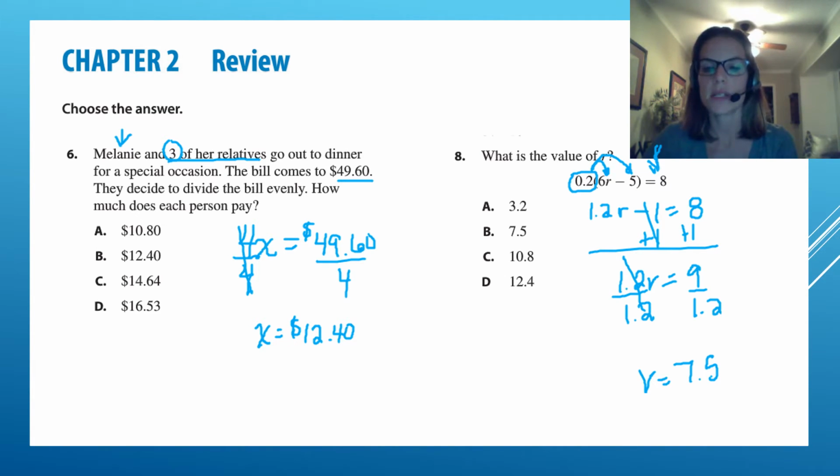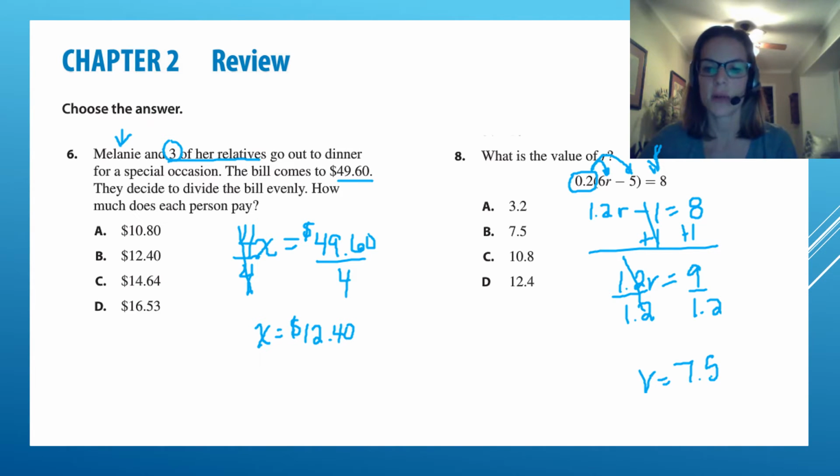So what I want to do is get r all by itself. I learned to add and subtract first, so I'm going to undo addition and subtraction first. I am subtracting 1 here, so I'm going to add 1 to both sides to keep it equal. That's going to give me 9, and I have 1.2r here. I am multiplying by 1.2, so I'm going to divide by 1.2 to get r all by itself. And when I do that, that is going to give me 7.5.